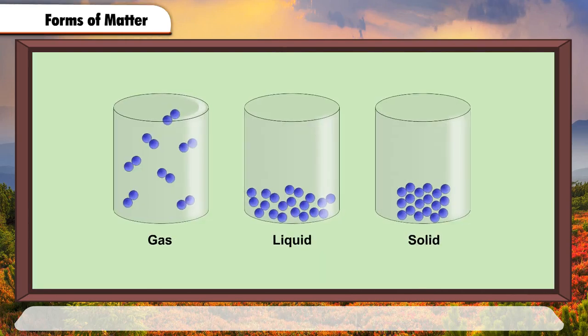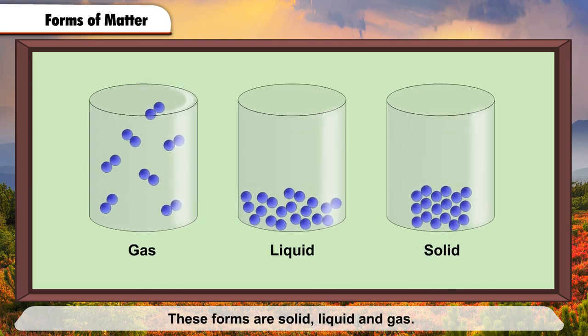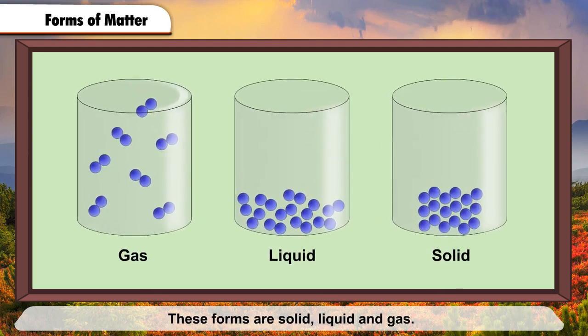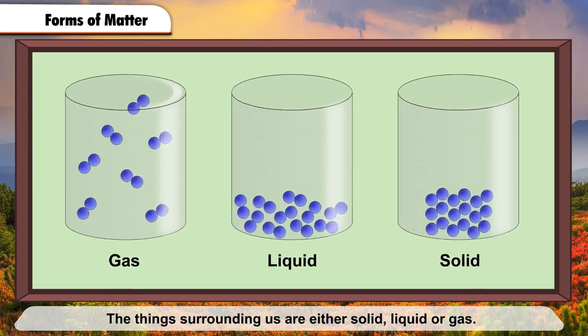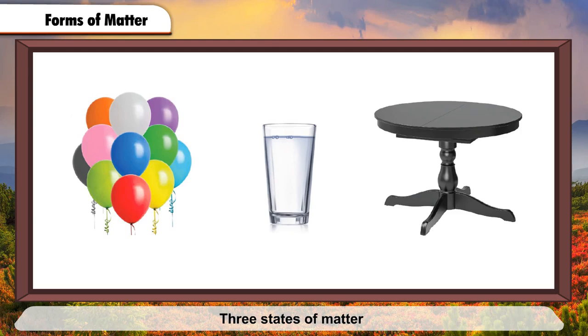Forms of matter. Matter is found in three forms or states. These forms are solid, liquid and gas. The things surrounding us are either solid, liquid or gas. Three states of matter: gas, liquid, solid.